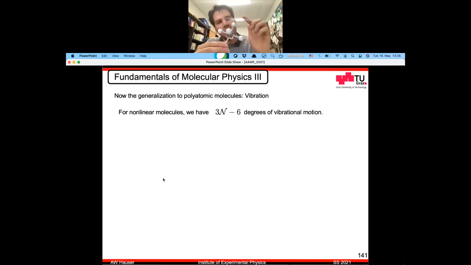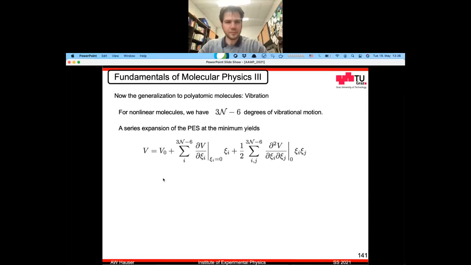So this has 6, 7 atoms, right? So 3 times 7 minus 6 is quite some number already for such a tiny molecule, right? And if you have something with hundreds of atoms, you can see that this quickly opens up many, many degrees of freedom in which energy can be deposited.